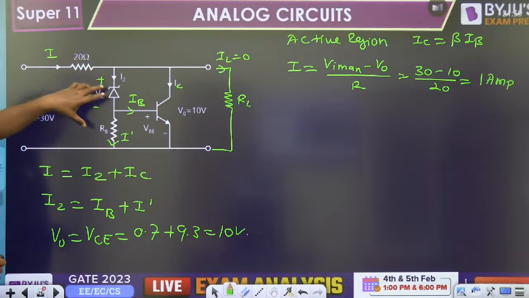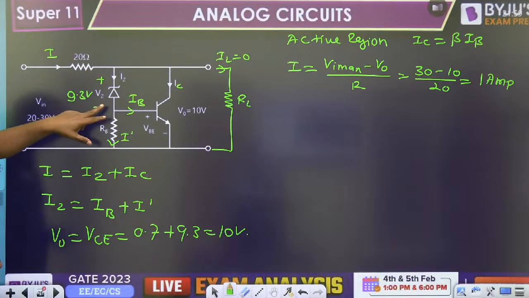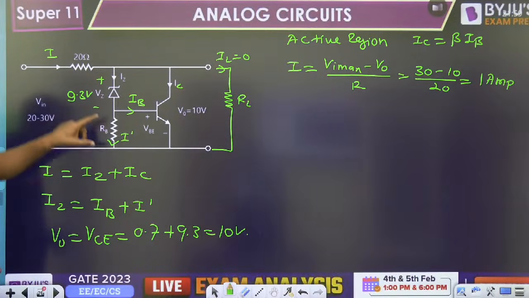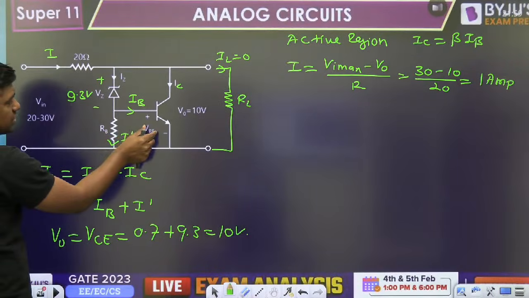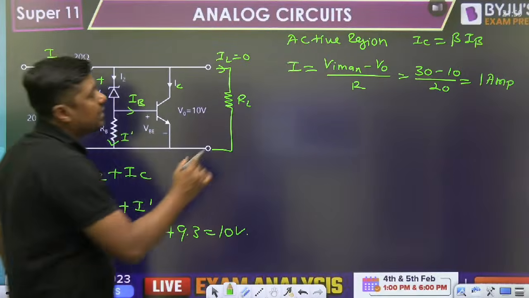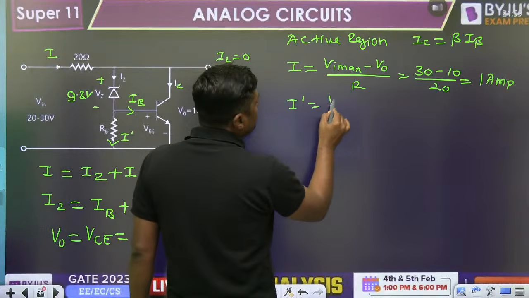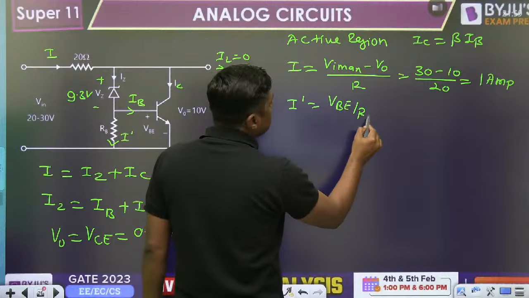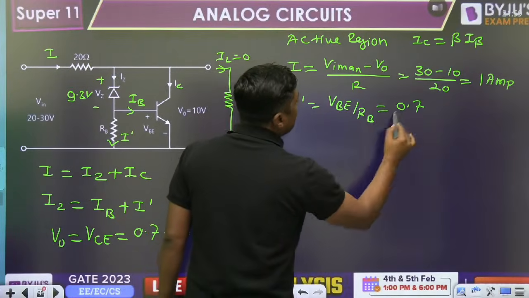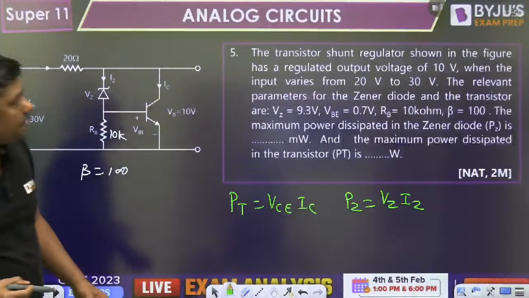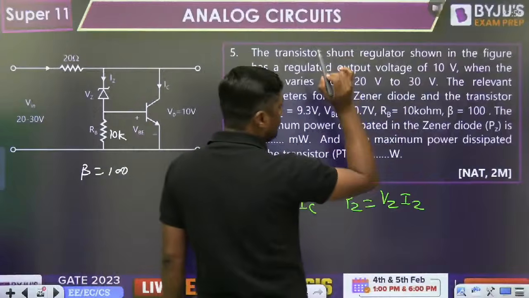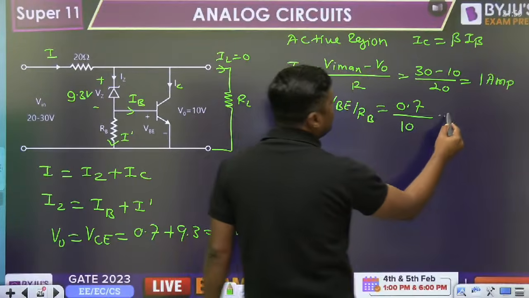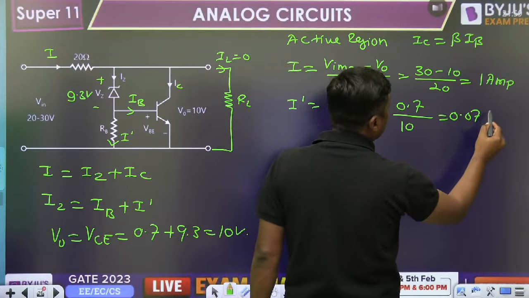Now, once it is 1 ampere, we have the idea. This 1 ampere is divided into IZ and IC, and IZ is divided into IB and IDES. What is the IDES first of all? This voltage is fixed at 0.7, and therefore IDES will become VBE upon RB, that is 0.7 upon RB. What is the RB? RB is 10 kilo ohm. It will become 0.07 milliampere.